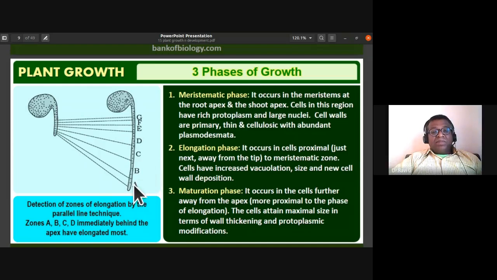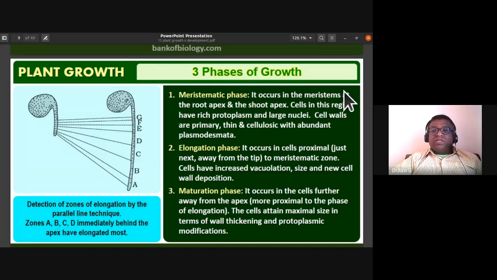It occurs in the meristem at the root apex and the shoot apex. Cells in this region have rich protoplasm and large nuclei. The cell walls are primary, thin and cellulosic, with abundant plasmodesmatal connections. So they have abundant plasmodesmata, that is, cytoplasmic connections, with these meristematic cells. The cells have rich protoplasm and large nuclei, and the cell walls are primary, thin, and made up of cellulose with abundant plasmodesmatal connections.